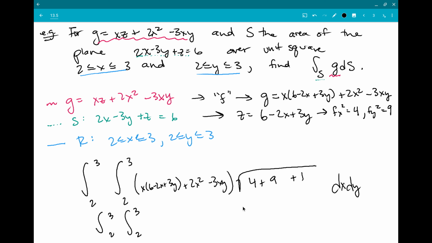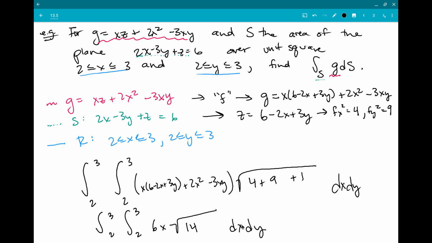And if I wanted to clean this up a little bit, this is 6x minus 2x squared plus 3xy. And then it gets a plus 2x squared minus 3xy. Here's this component versus this component. And so most of the terms cancel out, and I'm actually just left with 6x root 4 plus 9 plus 1, which is 14, dx dy.